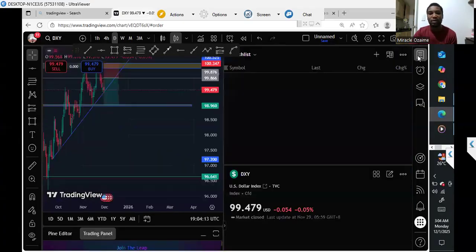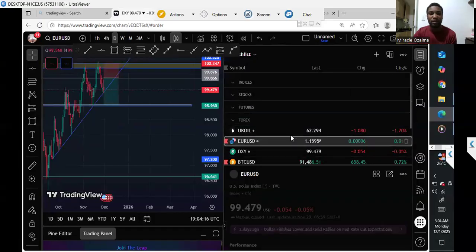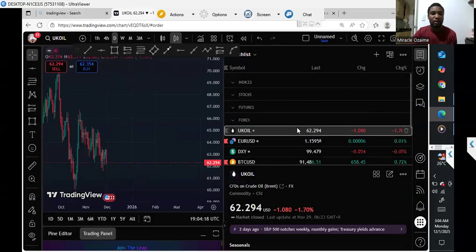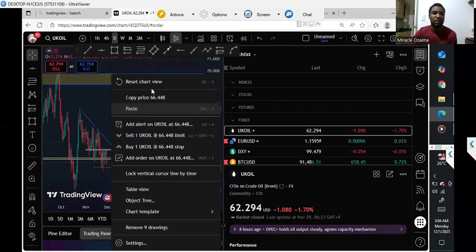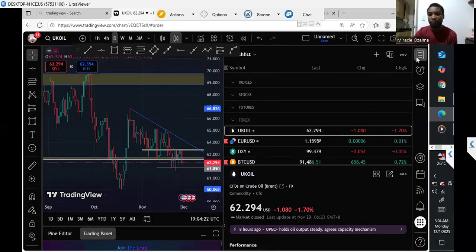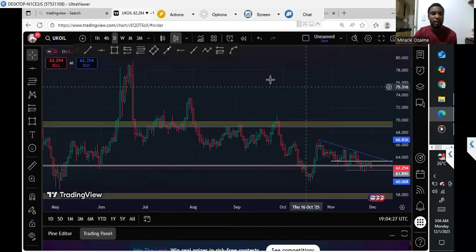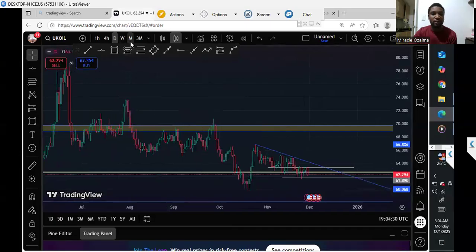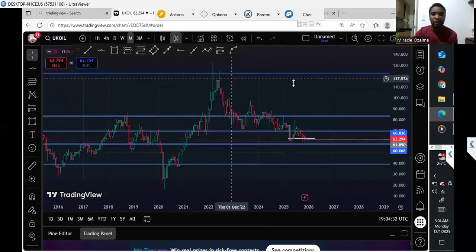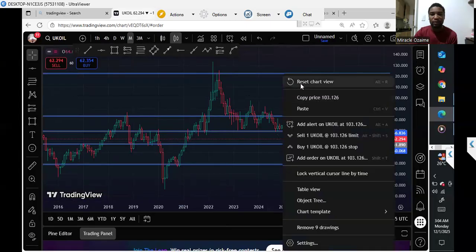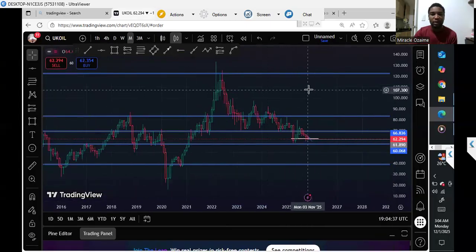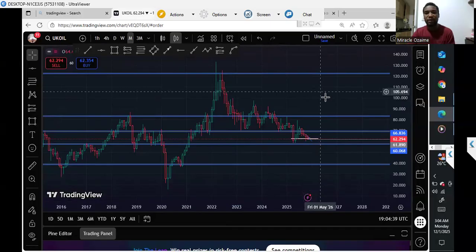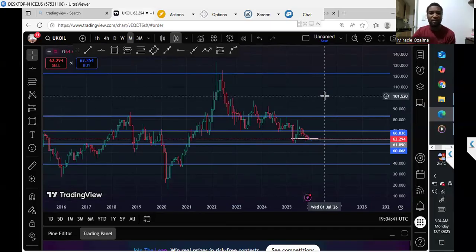The next trade I'm going to be talking about is Brent oil. Last week, I wanted to take a trade on Brent oil for a sell, but the market was very consolidative and I got confused.